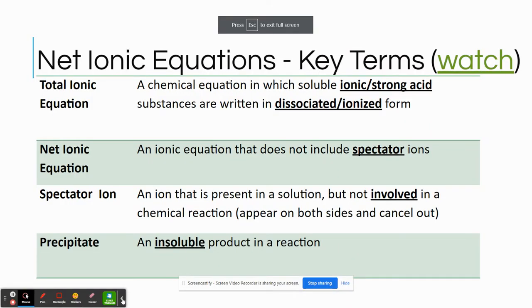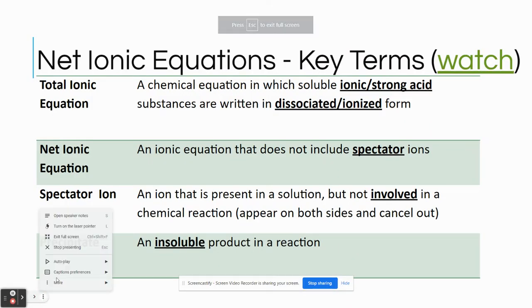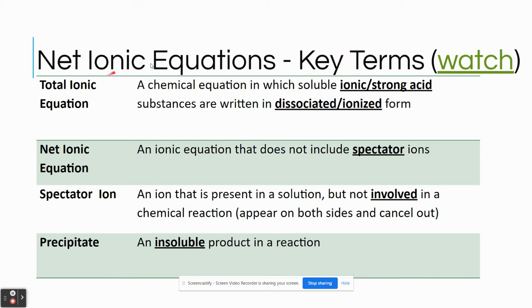In this video, we're going to do some examples with net ionic equations. So just a quick reminder, we can take a balanced equation and write it in its total ionic form. And in that form, what you do is you take any soluble ionic or strong acid substance and you write it in this dissociated or ionized form, meaning in its form where you separate the ions.